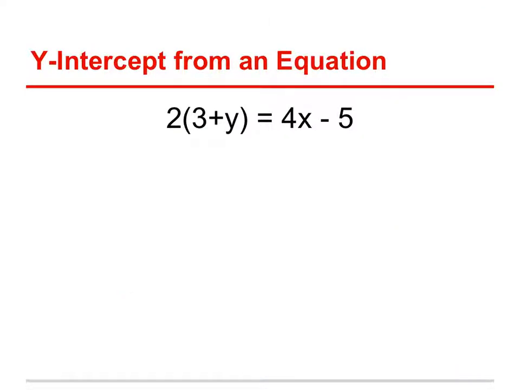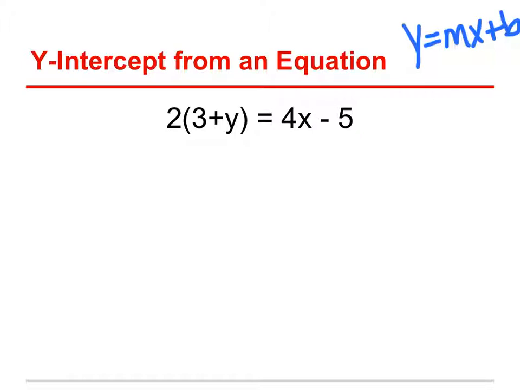Alright, last example, if you'll write this on the paper underneath your tab, y-intercept from an equation, this is going to be our most challenging one. We have 2 parentheses 3 plus y, close parentheses, equals 4x minus 5. You'll notice we now have the distributive property. We are trying to make this say y equals mx plus b. We want to find the y by itself.